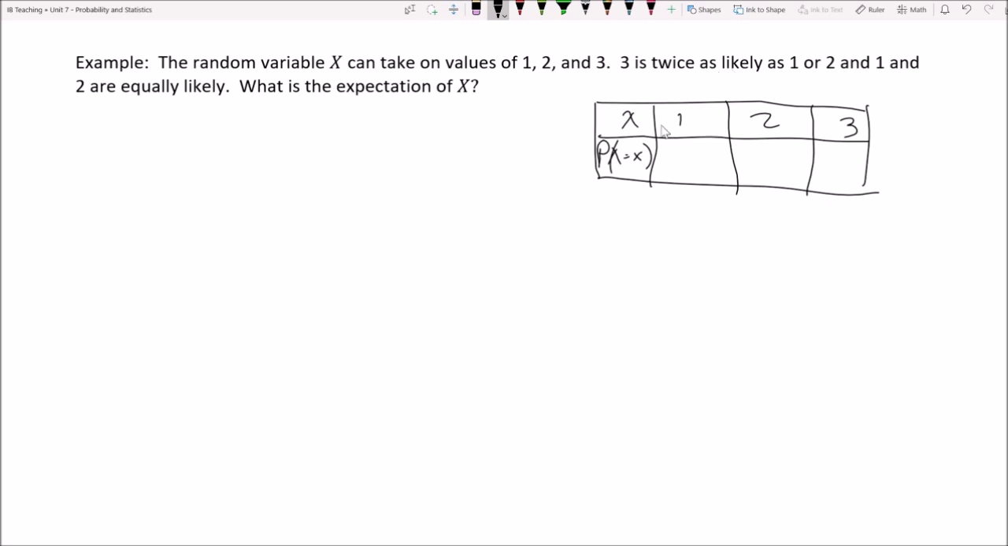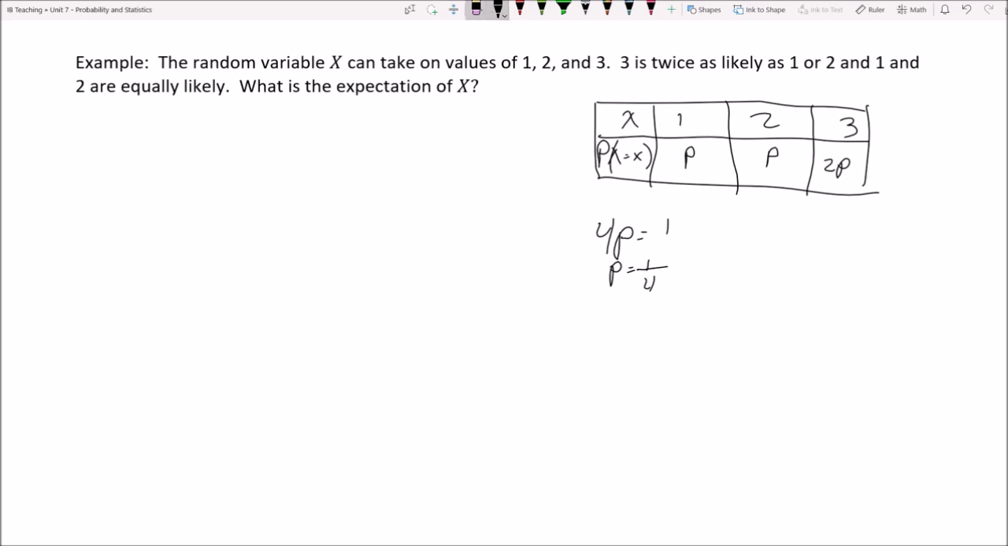They told us that 3 is twice as likely as 1 or 2, and 1 and 2 are equally likely. So if 1 and 2 are equally likely, and 3 is twice as likely, we could write out their probabilities like this. And what that would then tell us, since we know all of these have to sum up to 1, we add those up, that would say 4p equals 1, so p equals 1/4.